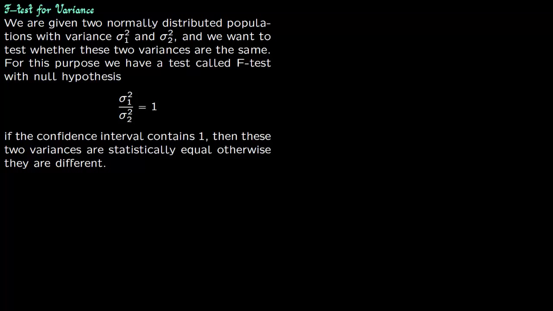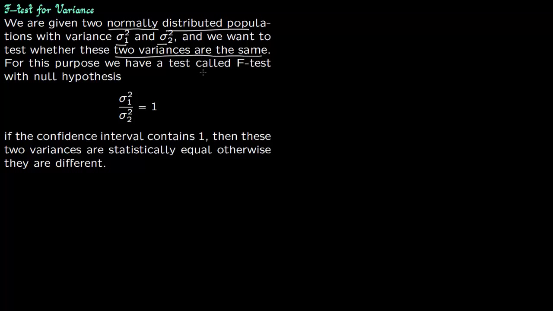Now we talk about F-test for variance. So variance is a measure of volatility of the stock. Say you're given two normally distributed populations, and these two populations have variance sigma 1 square and sigma 2 square. We want to test whether these two variances are the same.